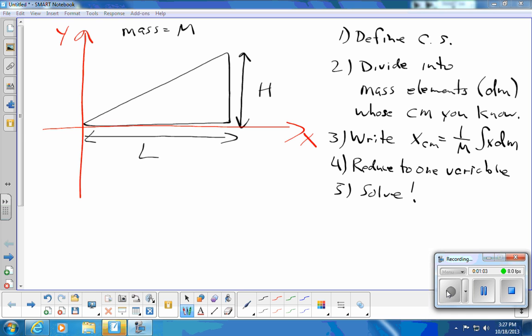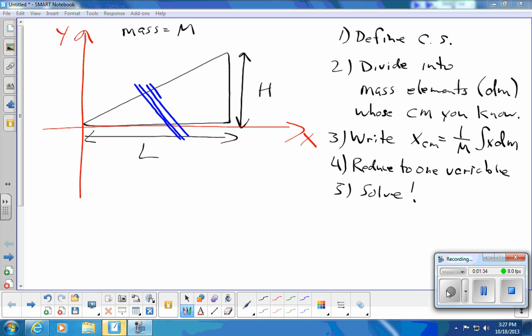Okay, step two is to take this doorstop, this triangular solid, and divide it into a bunch of mass elements dm whose center of mass you know the location of. So what I mean by that is there's a lot of ways I can divide this into infinitesimally small masses whose center of mass I don't know the location of. If I were to divide this up into a bunch of slices like this, we're not going to do this.